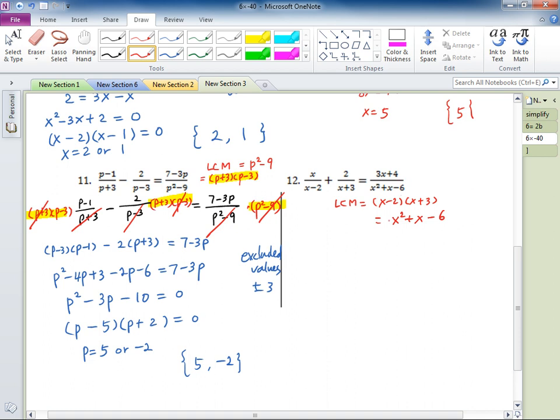So if you multiply the least common multiple on the first term, the denominator will be gone, right? And what is left from the least common multiple? X plus 3 is left. From the second part, if you cancel x plus 3 with a factor in the least common multiple, what is left? X minus 2. If we multiply the least common multiple on the third part on the right-hand side, the denominator will be canceled out. What is left in the numerator? 3x plus 4. Do you see it? And then you can distribute.